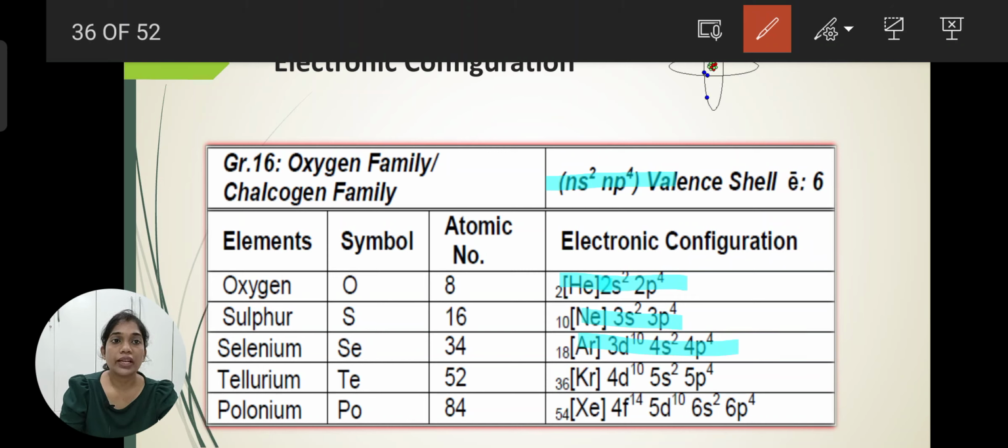Now you can see that in their last shell they have 6 electrons. In the p orbital 4 electrons are present, and to complete their octet, or to gain the noble gas electronic configuration, they need 2 electrons. So it is better to accept 2 electrons for this family.